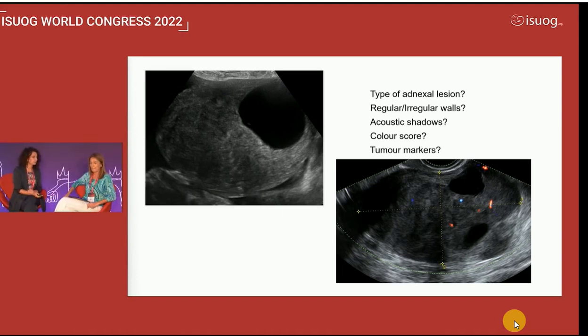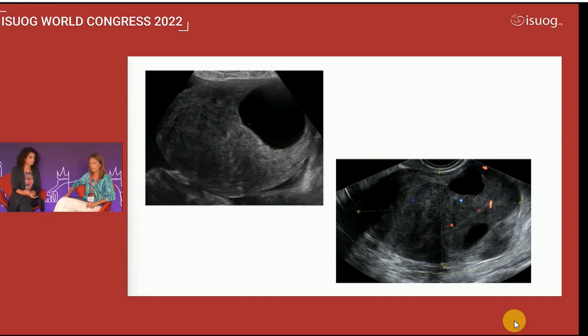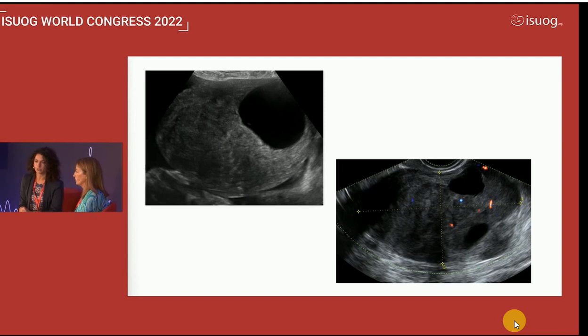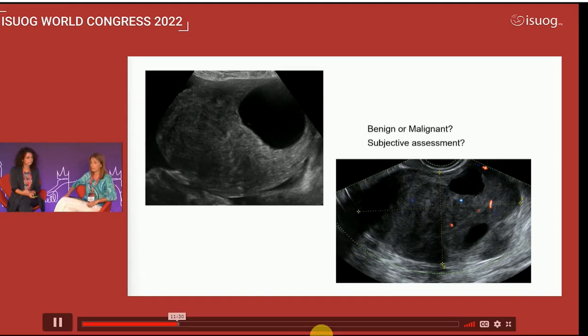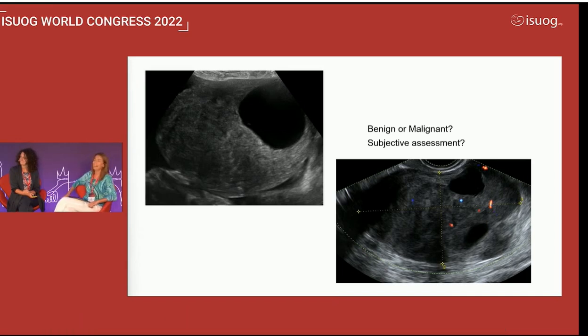So not really to help in the diagnosis, but maybe to have information in addition to be stored. It was a unilateral lesion, 75 millimeters in the largest diameter. CA125 was slightly elevated, 71. Does it change our mind? What do you say? Please help me. It's always annoying if CA125 is a bit increased.